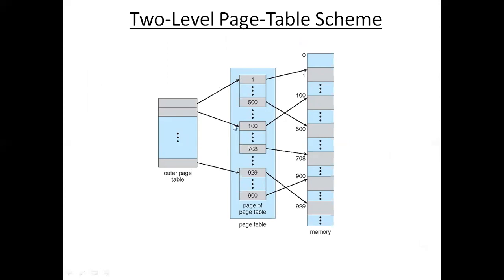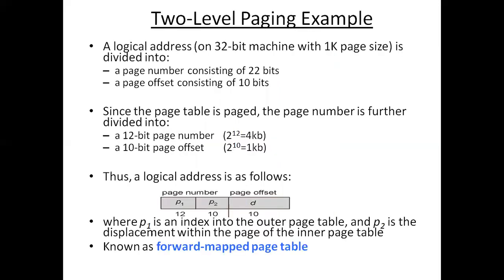Okay. So here, what will be the size of this? It will be 4 kilobytes and this size will be 1 kilobyte. Here it looks big, but if you take this example, the size of this is 4 kilobytes and this is 1 kilobyte, which is very, very small compared to one single 2 to the power of 22, which is almost 4 million bytes, 4 megabytes. Okay, so this is how you can have a two-level paging for a 32-bit machine, for a page size of 1 kilobyte.